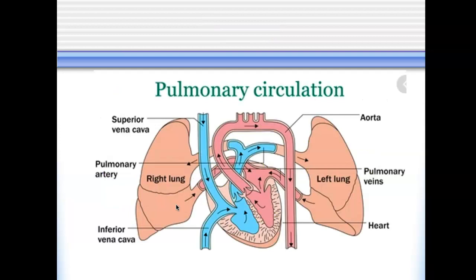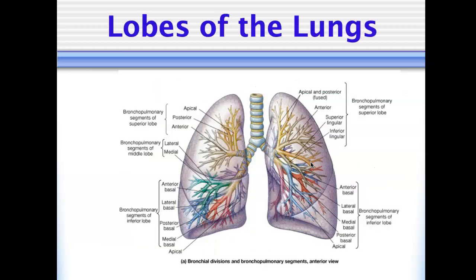So if you need a reminder, if we're right side of the heart and pumping out towards the lungs, it's an artery. The fact that it's deoxygenated doesn't matter. It's called an artery. Okay, we got that straight. And this is just a better picture of the lobes. 3 lobes, you don't need to know all these elaborate names, and 2 lobes on the left.